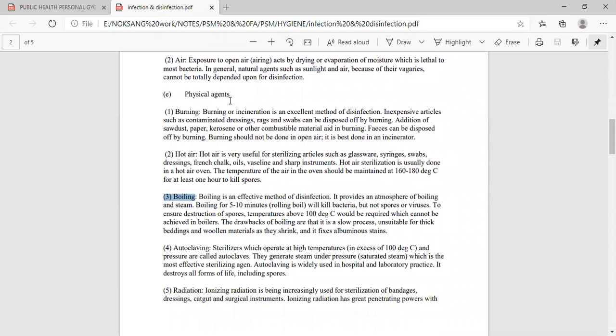Physical agents: number 1 write burning, number 2 write hot air. No need to write all this explanation. Number 3 boiling. In boiling you write till here. For boiling you have to write the explanation, but for the others, just write down the names. In physical agents, burning, hot air, you don't need to write the explanations. For boiling, till here you have to write the explanation.